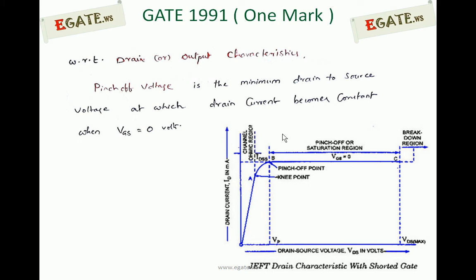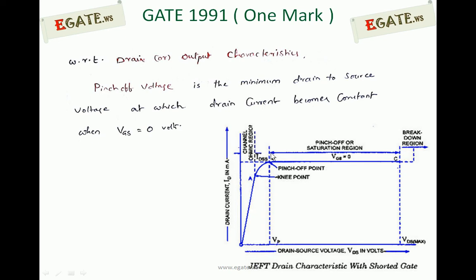We know that every JFET has two characteristics. One is drain or output characteristics, the other is transfer characteristics. Drain or output characteristics are always between drain current versus drain to source voltage at a constant gate to source voltage, that is, ID versus VDS at constant VGS. In this diagram, drain current is on the y-axis and drain to source voltage VDS is on the x-axis, and this is 0.